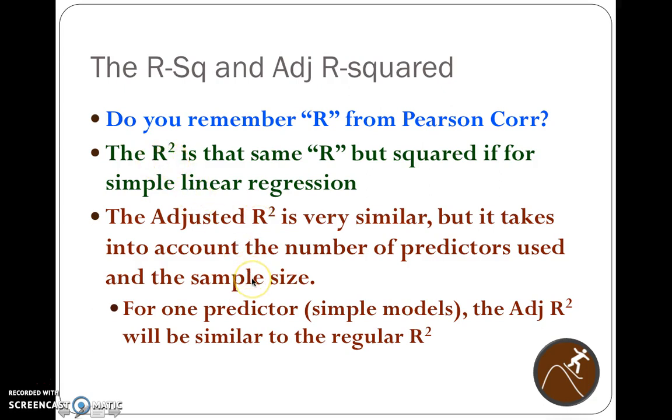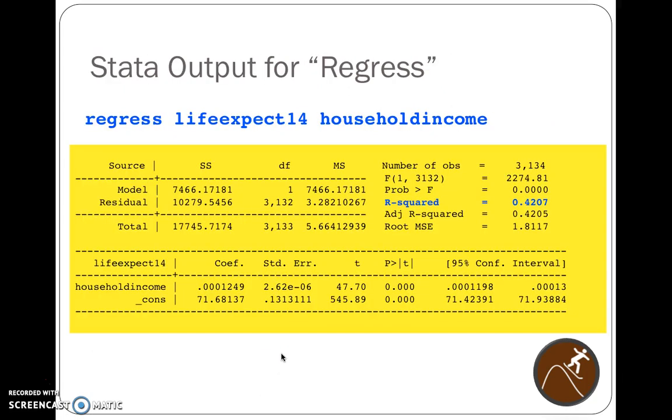But if you have a lot of predictors, especially insignificant predictors, and a low sample size, your adjusted r square can be quite different from your regular r square. The adjusted r square will always be less than the r square. So again, for a single predictor, like a simple linear model, the adjusted r square will be almost identical, if not exactly the same as the regular r square. If you need to visualize that, we'll do an example.